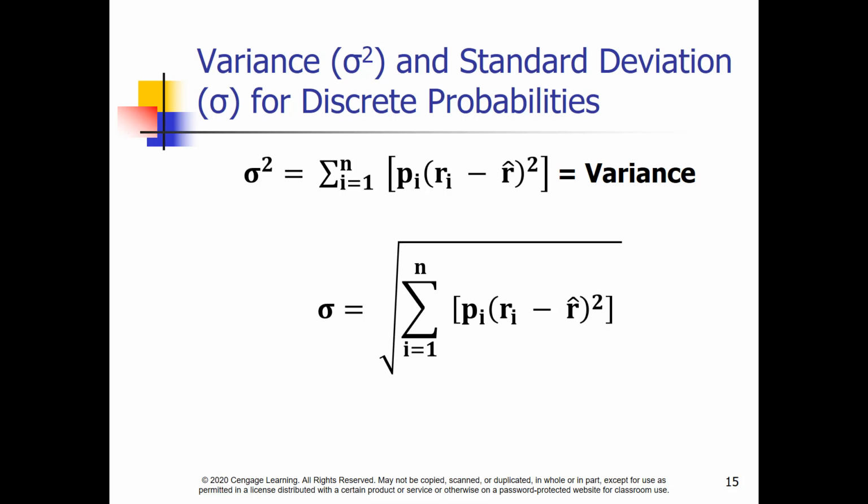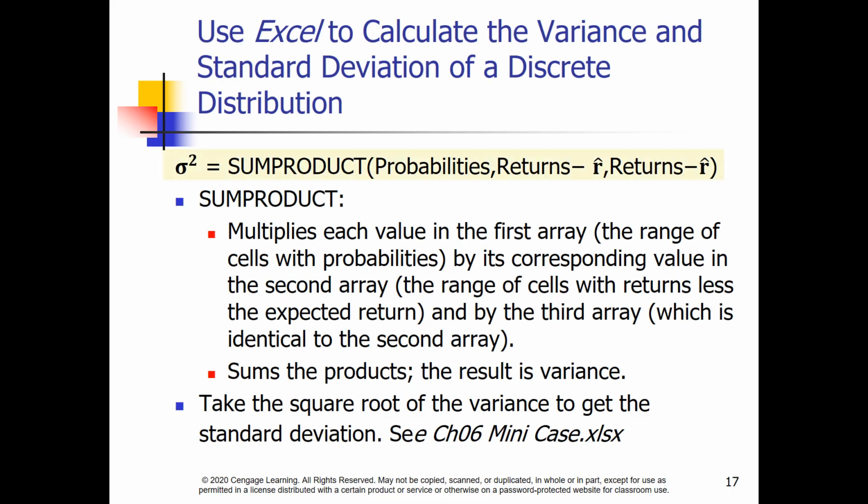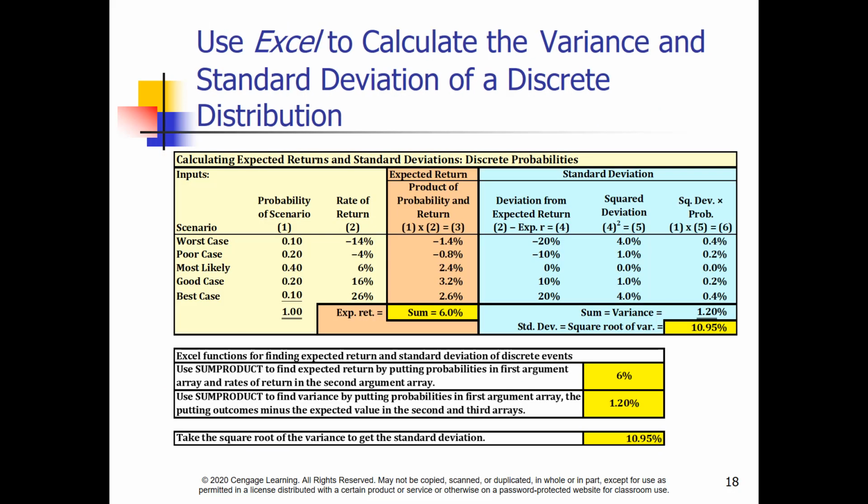not as intuitively comfortable. Applying the formula from the previous slide to the zero coupon bond, we find a standard deviation of 10.95%. Again, Excel can be used to perform these calculations using the SUMPRODUCT and square root functions. This example demonstrates calculating expected return, variance, and standard deviation using the manual, table method, and using the Excel functions.